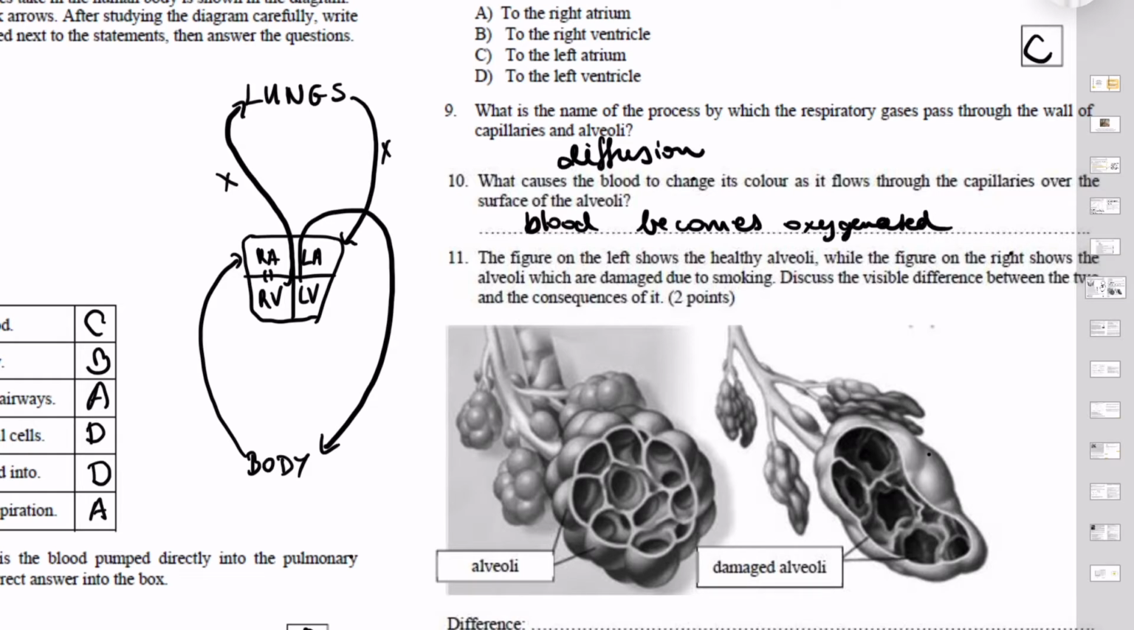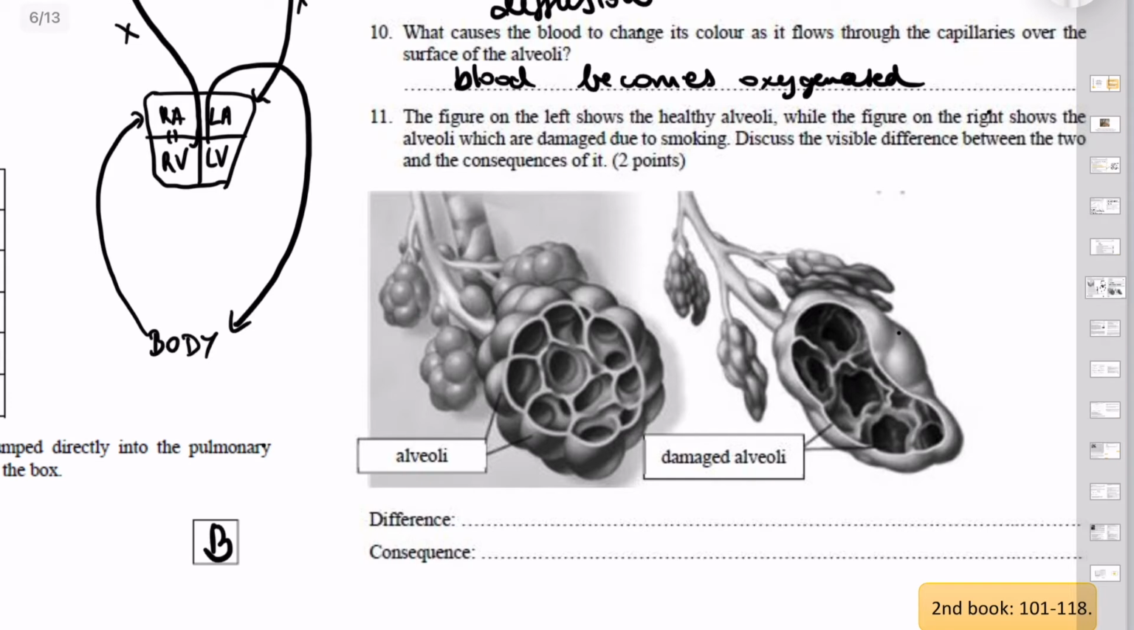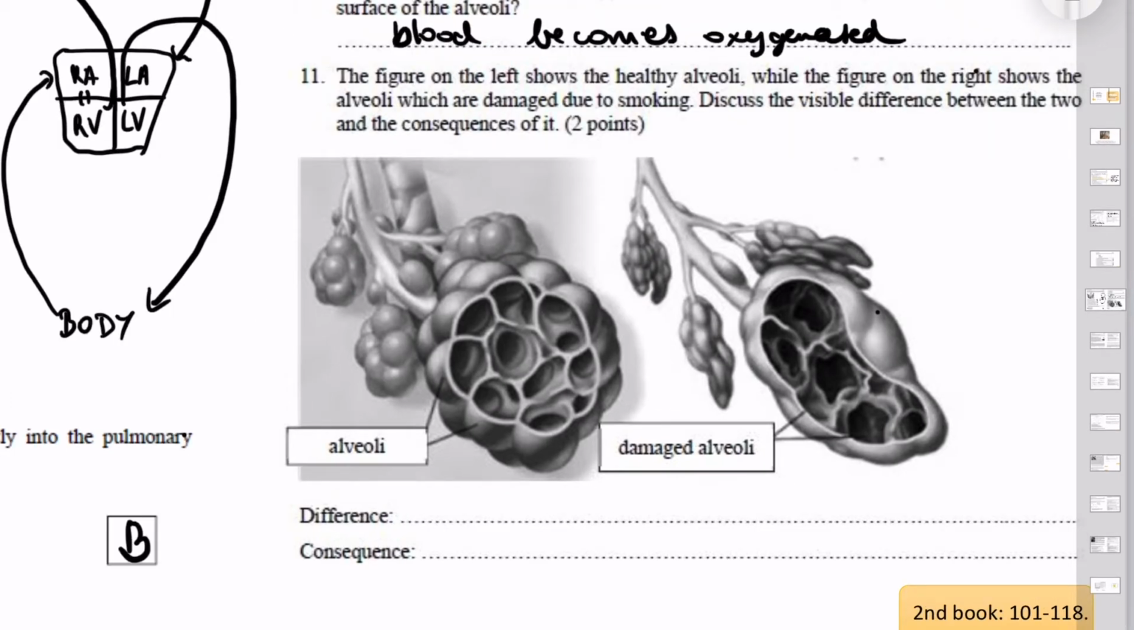Question 11. The figure on the left shows the healthy alveoli, while the figure on the right shows the alveoli which are damaged due to smoking. Discuss the visible difference between the two and the consequences of it. Okay, so the difference is quite easy to identify, that the surface area has been dramatically reduced in the case of the damaged alveoli walls, and the consequence is also obvious. So the breathing surface is much smaller, therefore the gas exchange won't be as successful. So that's what we need to write down.